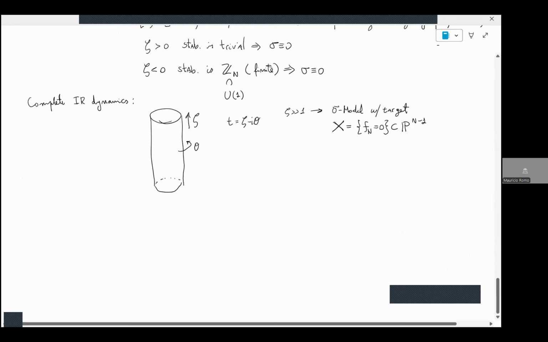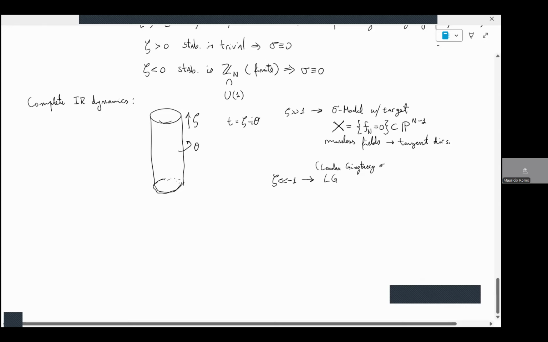Therefore, what you get is a sigma model with this target space, and all the massless fields are tangent directions. You have to, of course, have a more complete analysis for that. And if you go to this area of the cylinder, you get that your IR dynamics is described by Landau-Ginzburg.